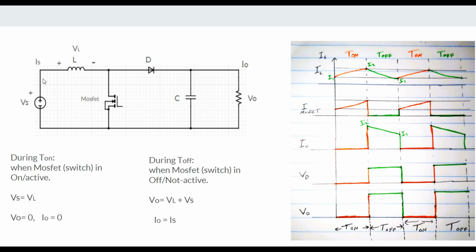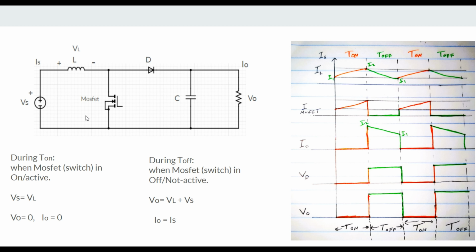But a time will come when a large amount of current can flow through the inductor. At this point, the current will see the easiest path through this MOSFET, so it will flow this way. So during T on, the on time of the switch, the current flows through this circuit like this, and the current will be very high. At the same time, the output voltage and the output current will be zero because current is not flowing in this circuit.